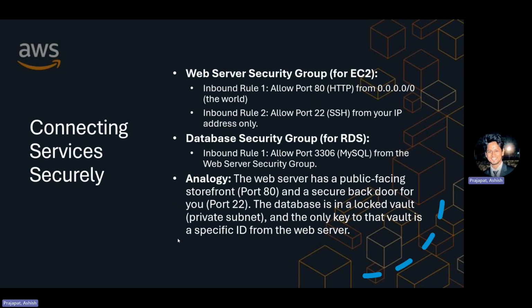Okay, so before I conclude the demo, I want to take a moment to highlight a crucial concept, how I use security groups to securely connect my services. This is a very common interview question and a critical best practice. As you can see, my web server security group allows public traffic on port 80, but my database security group has a rule that only allows traffic from my web server security group. This means that even if someone finds the database address, they can't connect to it unless they are coming from the web server itself. This simple but powerful configuration keeps my data safe and secure.